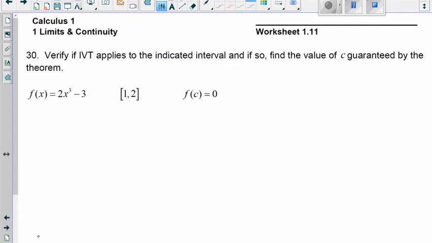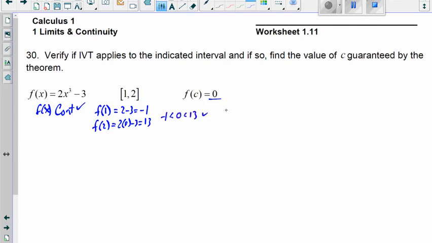And last one, we've done a couple of these already here. So verify if it applies. If so, find the value of c. So polynomial, it is continuous. Okay, f of x is continuous. Check. Find each end. F of 1 is 2 minus 3 is negative 1. F of 2 is 2 times 8 minus 3 is 13. It went from negative to positive, so of course there's a 0. Negative 1 less than 0 less than 13.